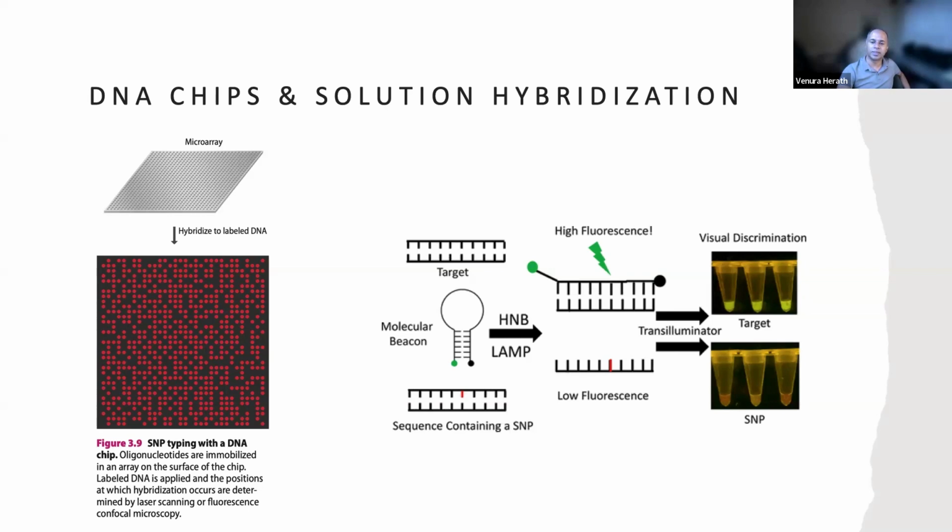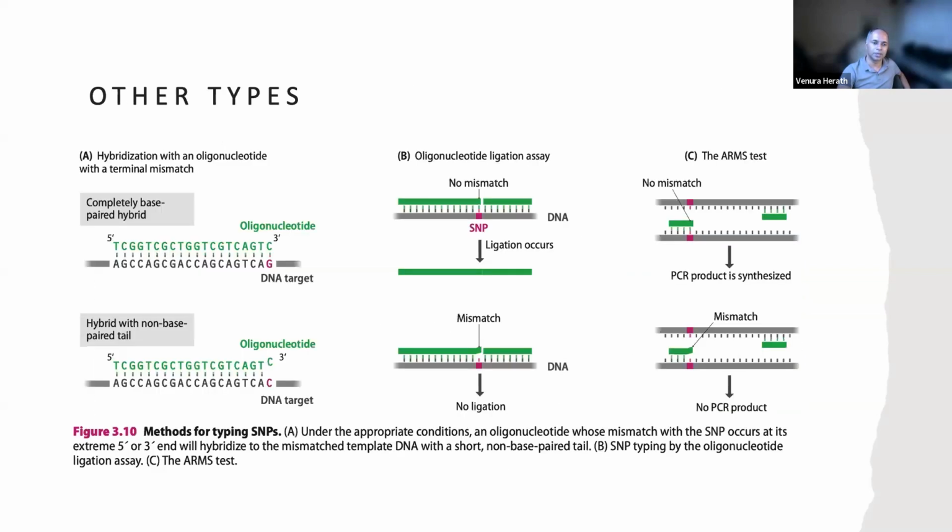And there are a couple of other types. If you look at this diagram, there's another one called the oligonucleotide ligation assay. There, what is going to happen? You basically have a foundation, and if your SNP is there, so there's no mismatch, they are going to bind, and as a result, the ligation is going to happen. If there's a mismatch, the ligation is not going to occur. So then you can basically detect that.